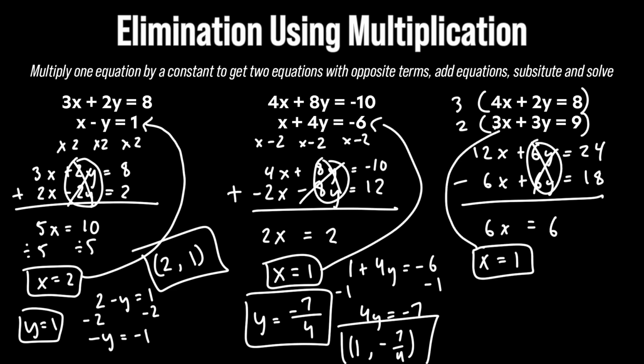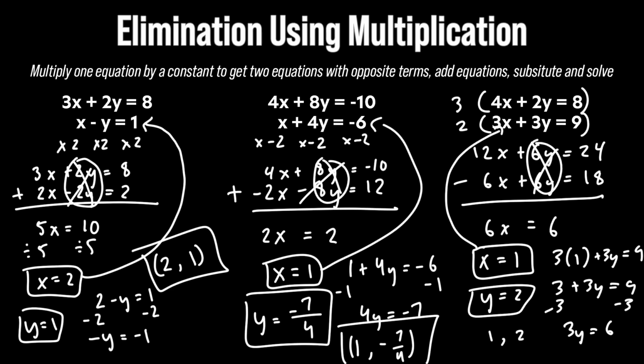Let's plug x back into the equation. We're going to get 3 times 1 plus 3y is equal to 9. So we're going to get 3 plus 3y is equal to 9. Subtract 3 from both sides. We're going to get 3y is equal to 6. So that means y is equal to 2. Our point is going to be (1, 2). So that's our final answer.